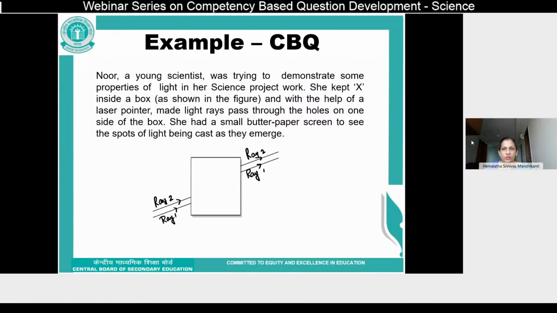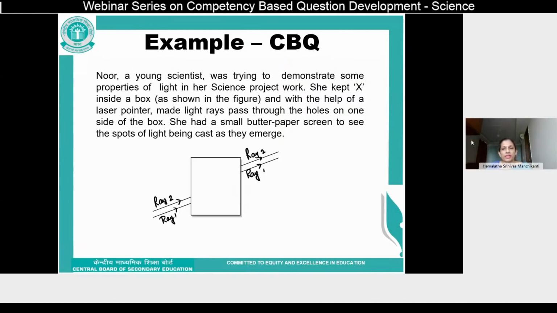Noor, a young scientist, was trying to demonstrate some properties of light in her science project work. She kept X inside a box, as shown in the figure, and with the help of a laser pointer made light rays pass through the holes on one side of the box. She had a small butter paper screen to see the spots of the light being cast as they emerge. This is the case and the figure is given, and beautifully the questions are constructed. I really appreciate the way they are constructed.